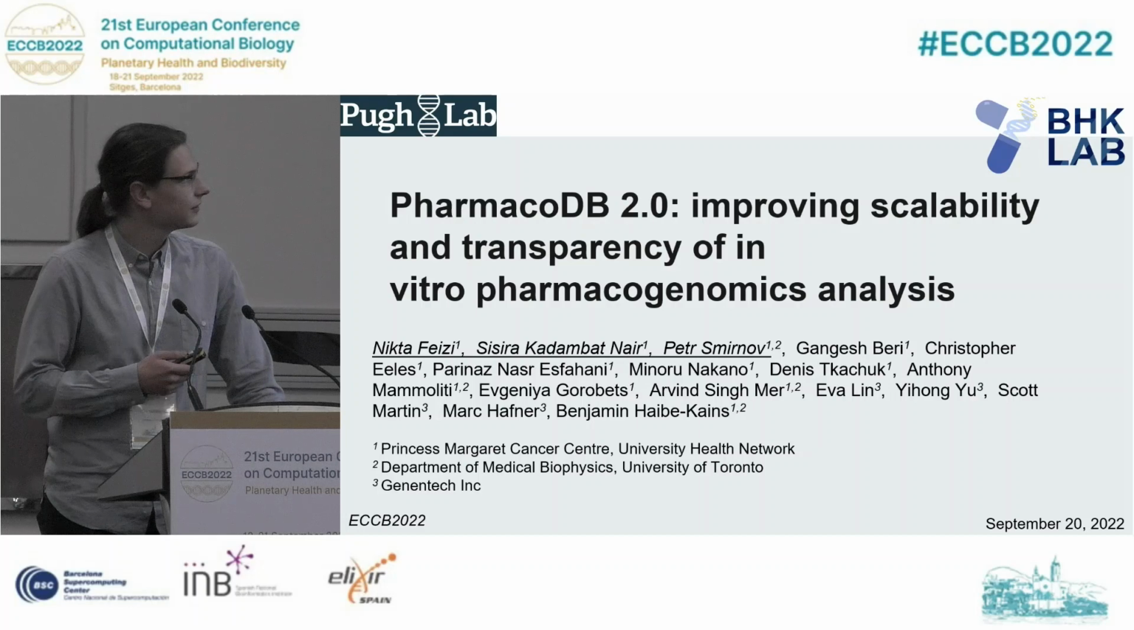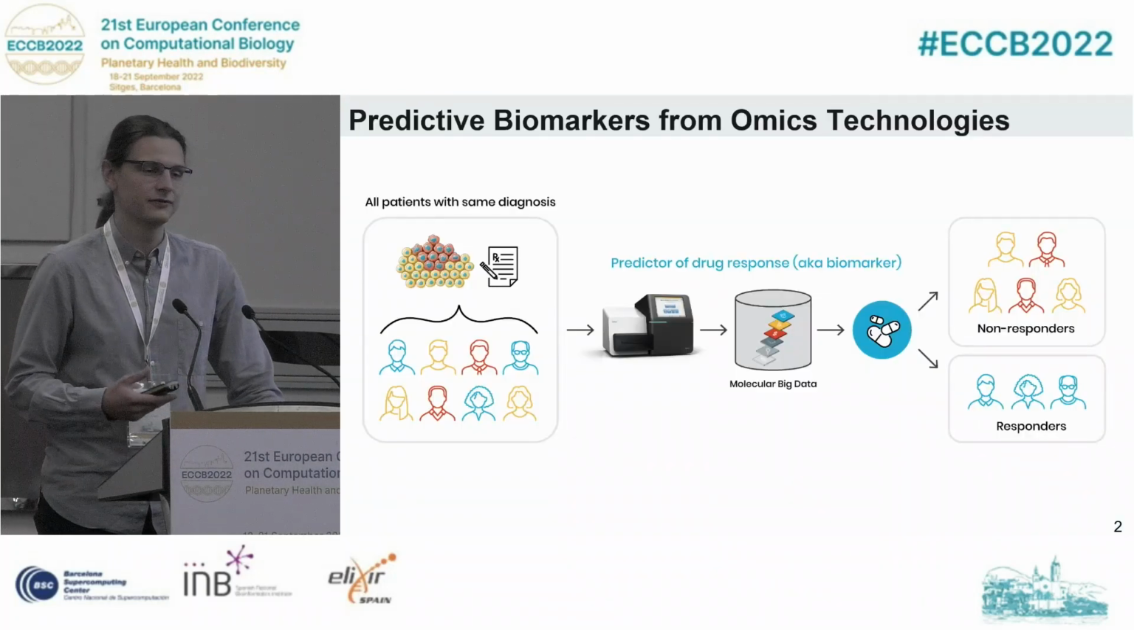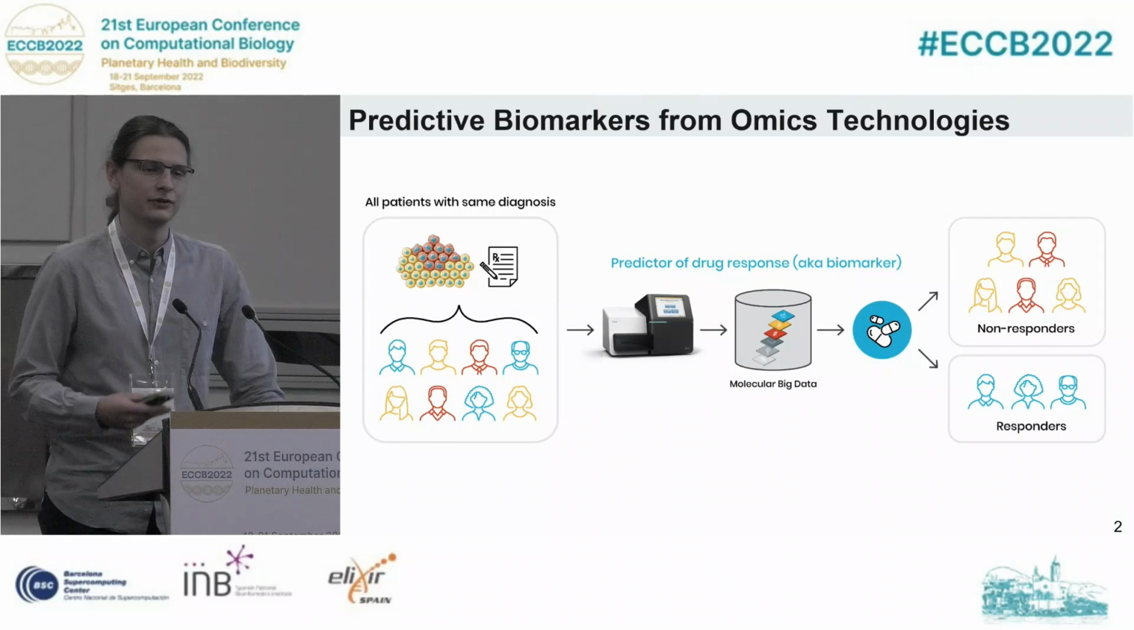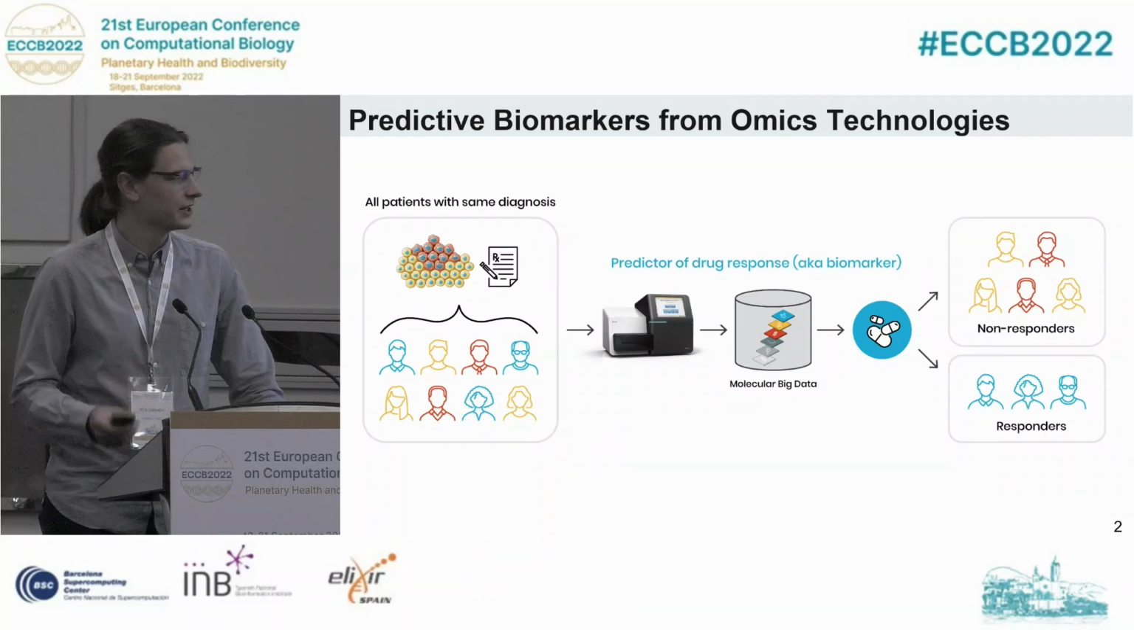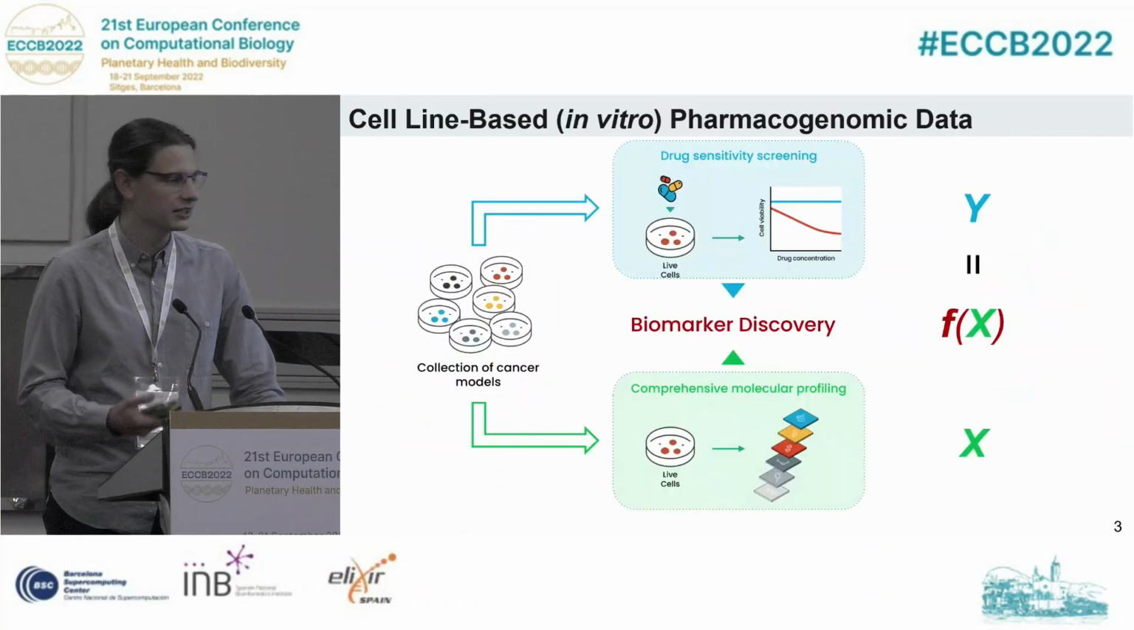So in the Habe-Keynes group, what we're interested in studying is finding predictive biomarkers for drug response in cancer. And in particular, we're interested in finding them from molecular omic technologies, looking for features that will differentiate the responding patients from non-responders. And one approach that we take to doing this is looking at cell line-based pharmacogenomic studies.